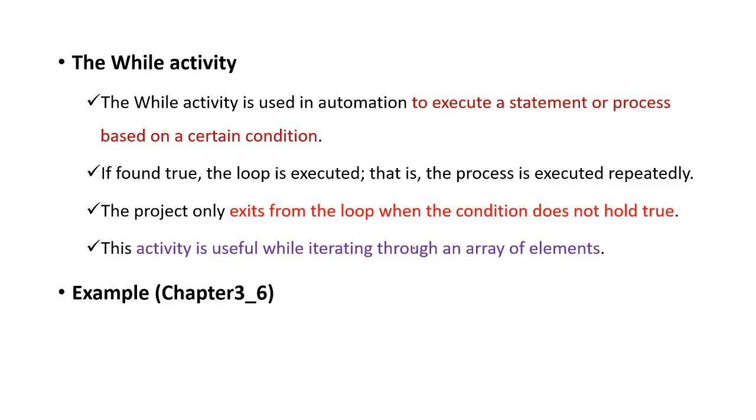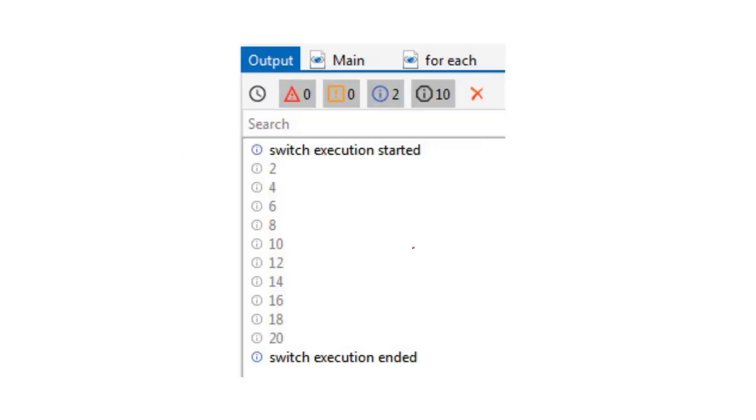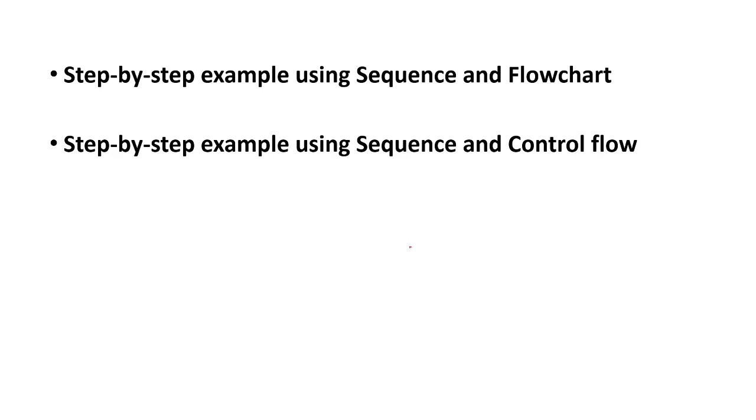So in today's class, we shall see an example for a sequence once again and a flowchart. After that, we shall see an example for how we can use control flow in a sequence. We already have seen a few examples. So by taking one more example, we shall better understand how control flow activities can be used inside a sequence.